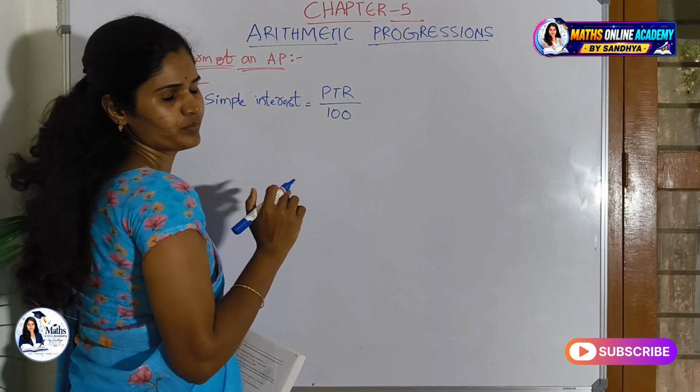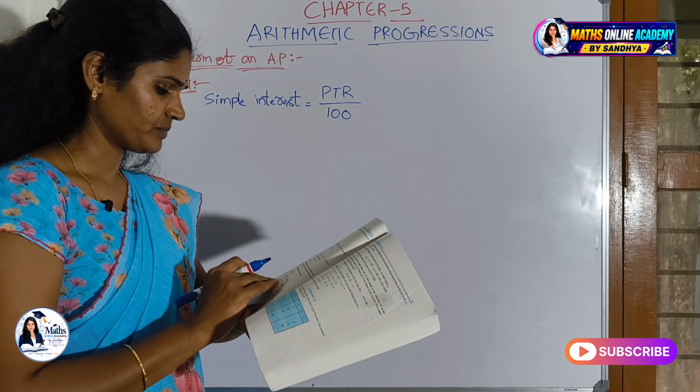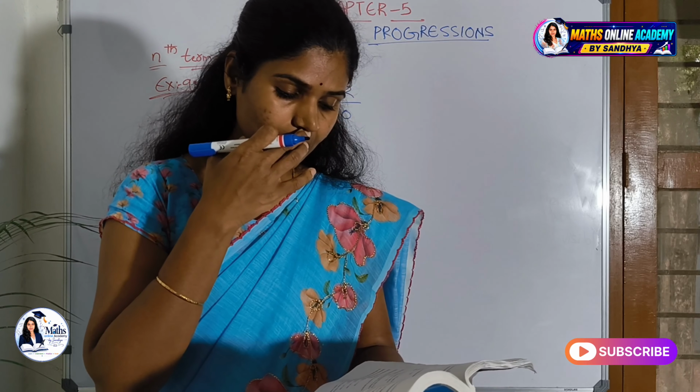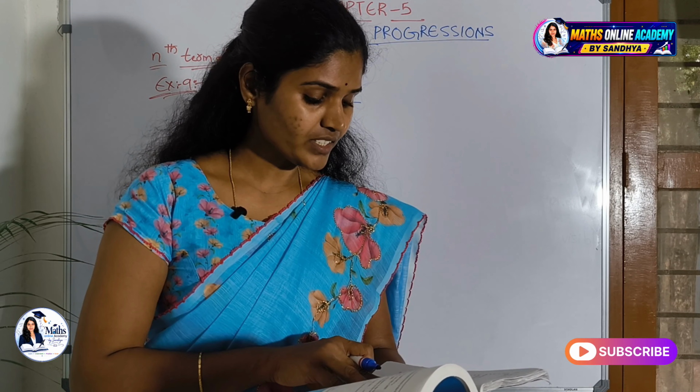What is P? P means principal, the main amount. That is here 1000. And R is the rate. How much interest rate? 8. And here we have to find: calculate the interest at the end of each year. Do these interests form an AP? If so, find the interest at the end of 30 years.